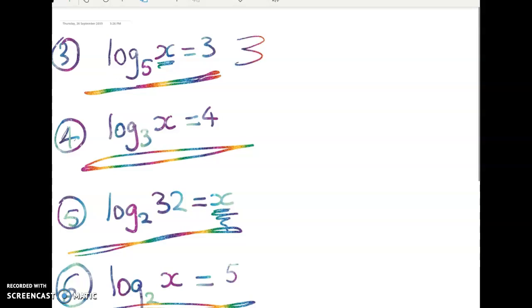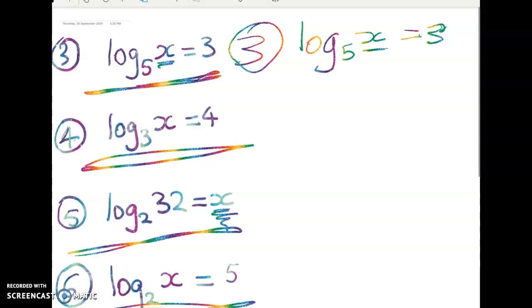Okay, number 3. Log to base 5 of x equals 3; you have to say it a special way. Now, we know that x is the product of when you cube 5. So all you have to do is cube 5, and you get 125.